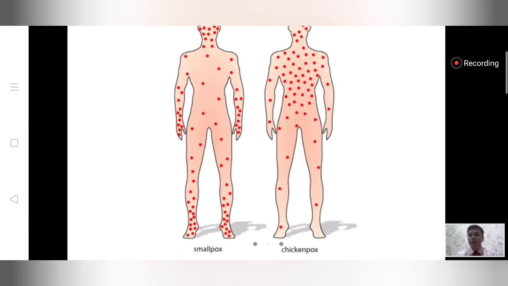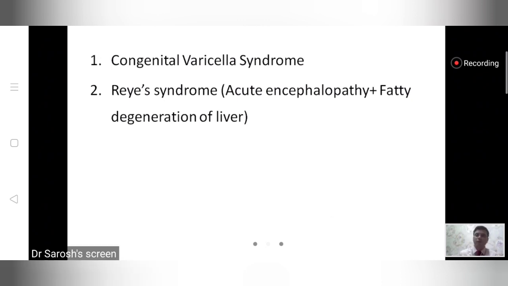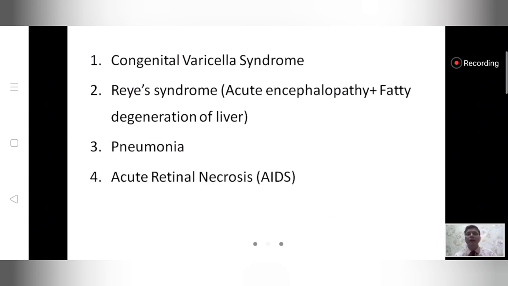A very dangerous picture, especially on the face. That's the complications. One we have talked about is congenital varicella syndrome. The other one would be Reye's syndrome. For any respiratory infection or pneumonia, it's very important to avoid aspirin or salicylates. That will increase the risk of Reye's syndrome, which is acute encephalopathy and fatty liver. We'll have more about syndromes in future classes. Another complication is respiratory infection such as pneumonia. One very rare complication is acute retinal necrosis, especially in immunocompromised patients like AIDS patients.